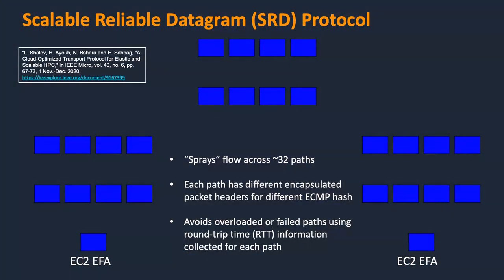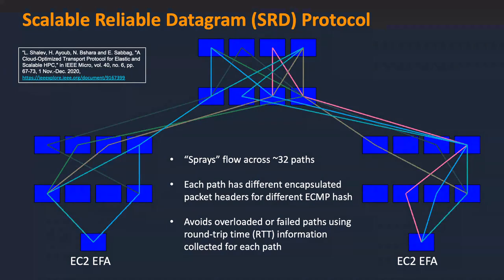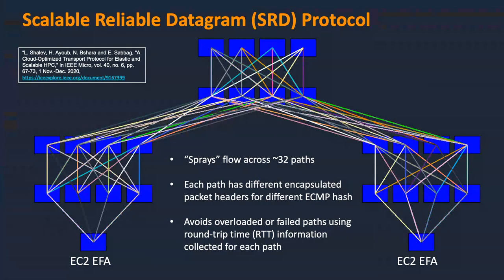So quick reminder, I know some of you know about this, but the scalable reliable datagram protocol takes a flow and sprays it, which is the term of art apparently, sprays it across 32 different paths. And each path has different encapsulating headers, which gives each of these sprays a different ECMP hash and thus a different path through the network. It avoids overloaded or failed paths by measuring the round trip time on each of those paths. And if you see congestion or you see an outage, you can just rebalance the traffic off of the failed path onto the better paths.